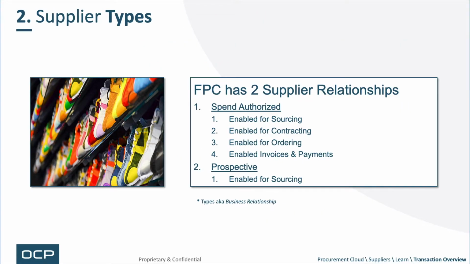Okay, so supplier types, this is pretty important. These are called supplier or really business relationships. And so there's either spend authorized or prospective. And so spend authorized is the full Monty supplier. They can source, contract, order, and invoice and be paid. Versus a prospective supplier, sometimes referred to as a bidder, they're just allowed to be involved or invited or participate in sourcing events.